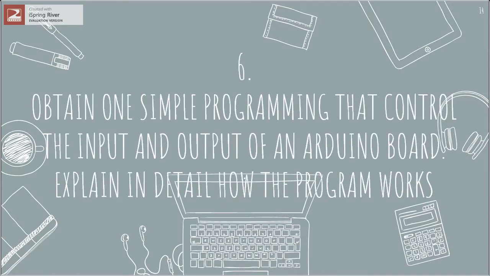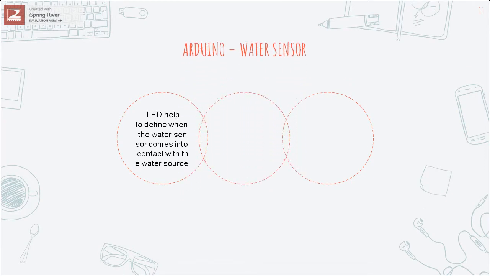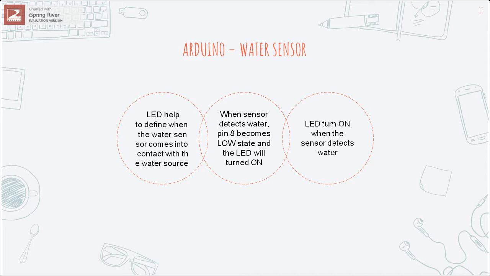Question 6. Obtain one simple program that controls the input and output of an Arduino board and explain in detail how the program works. For this question, we choose the Arduino water sensor. First, the LED will help to define when the water sensor comes into contact with the water source. Second, when the sensor detects water, pin 8 becomes low state and the LED will turn on. Third, the LED will turn on when the sensor detects water.